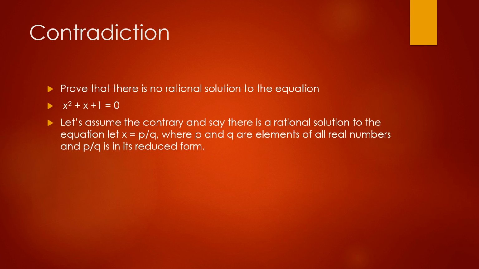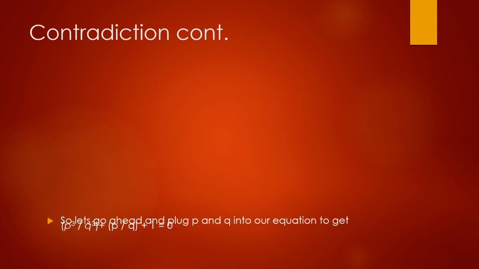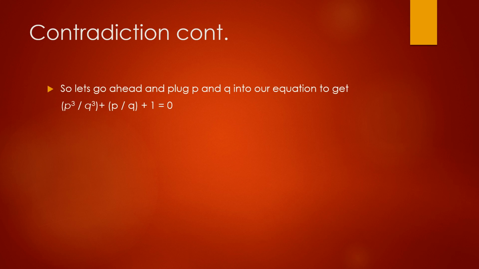So let's assume the contrary and say there is a rational solution to the equation. And let's let x equal p over q, where p and q are elements of all real numbers, and p over q is in its reduced form. So let's go ahead and plug p and q into our equation to get p cubed over q cubed plus p over q plus 1 equals 0.